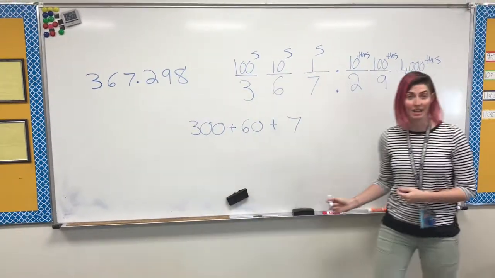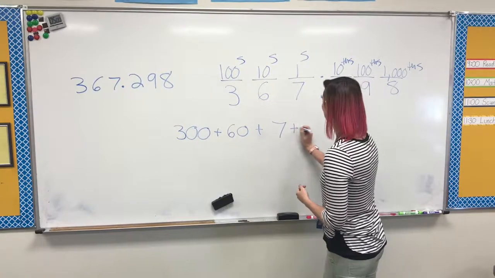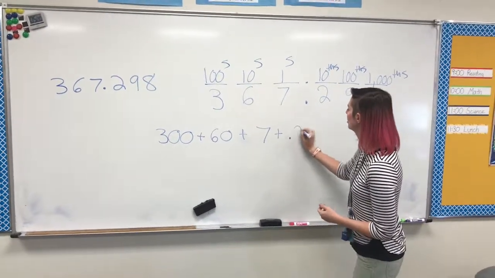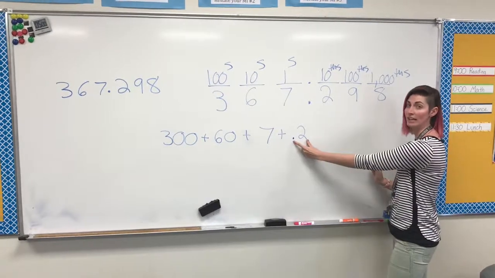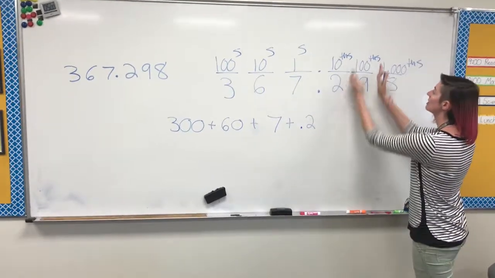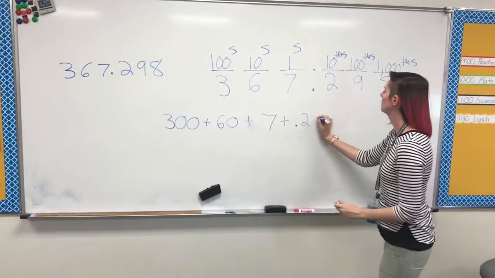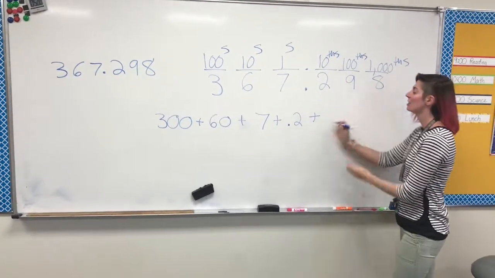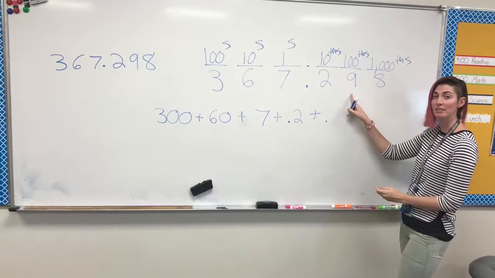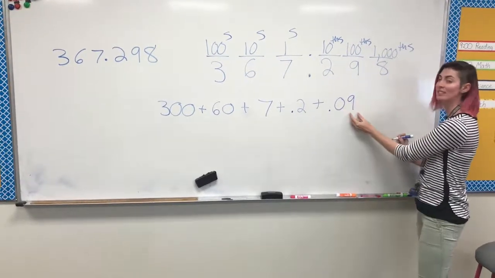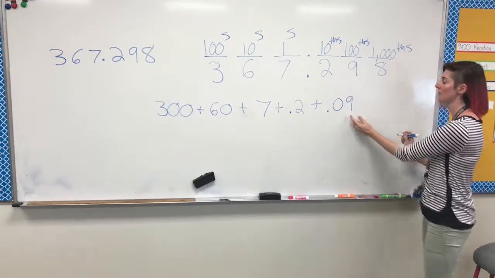And now we're moving behind the decimal. 2 is in the tenths, so we just have decimal 2 since it's right next to the decimal. Now we're going into the hundredths. 9 is in the hundredths, but we're only focused on the 9. So it's 2 decimal places away. We need a 0 placeholder to make sure 9 stays 2 decimal places away.